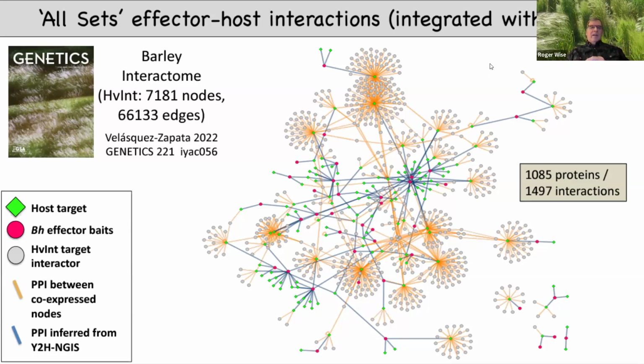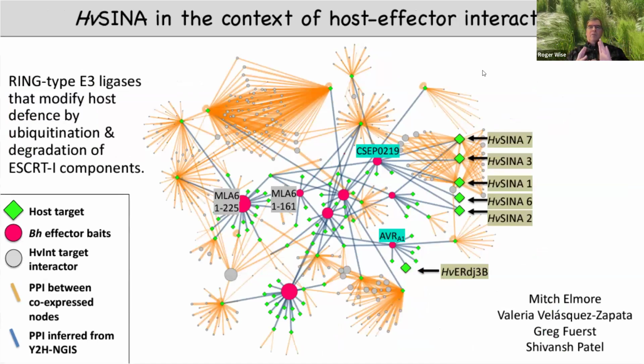As you can see, there's a lot of interactions going on. If we go to the next slide, I'll show you a sub network with just one kind of interaction. CINAs are RING-type E3 ligases that modify host defense. We probed the library with this one effector called CSEP0219 and pulled out 5 individual CINAs from 5 chromosomes. We've confirmed those, and we're working up a publication right now with our collaborators at the University of Copenhagen, Hans Thordal-Christensen and Carsten Pedersen.